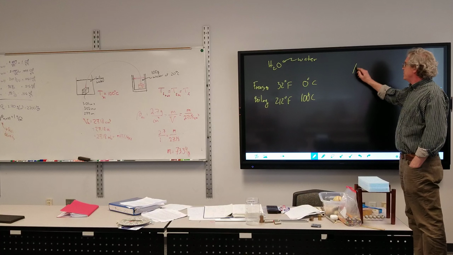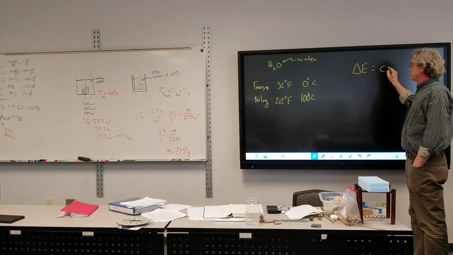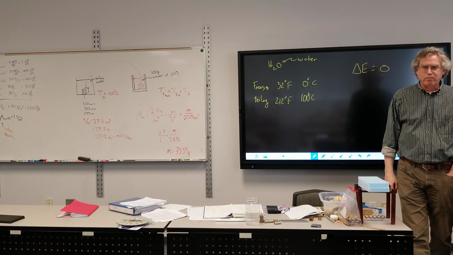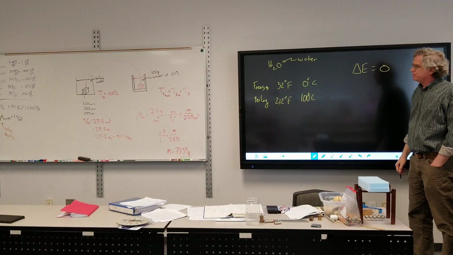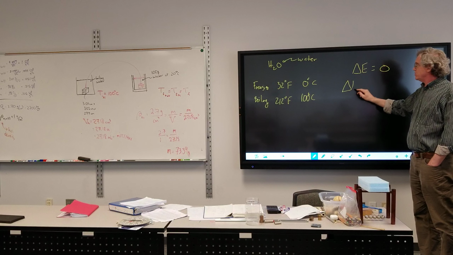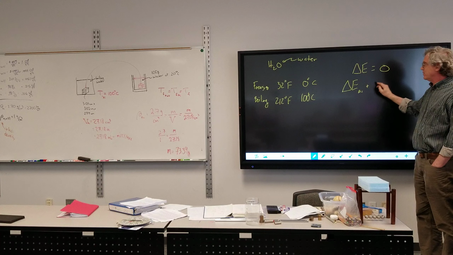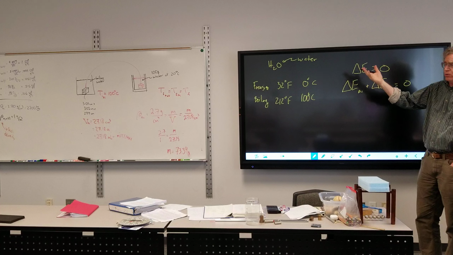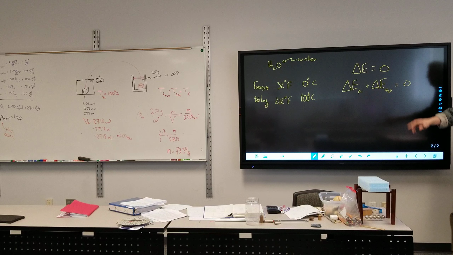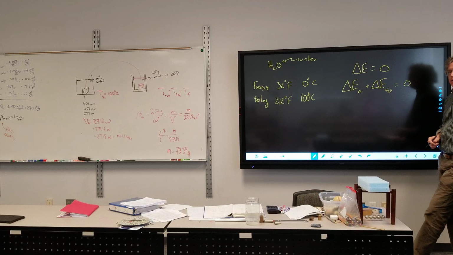I know my total change in energy has to be 0. Which means the change in the energy of the aluminum plus the change in energy of the water is 0. Those are the only two things I've got in my perfect container over there. Nothing passes the barrier. We're talking now about this change in energy because of temperature differences.